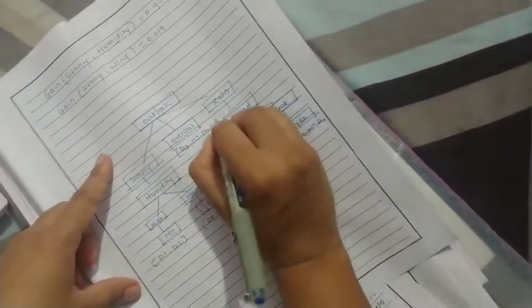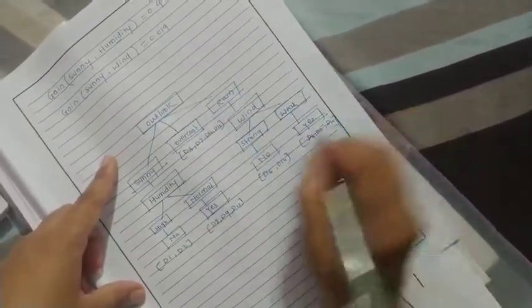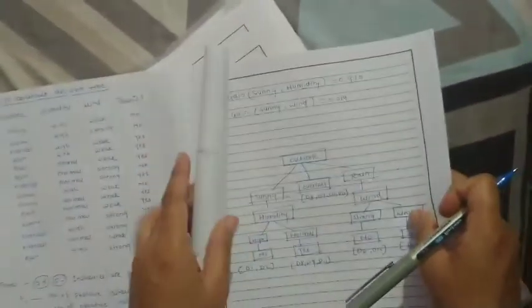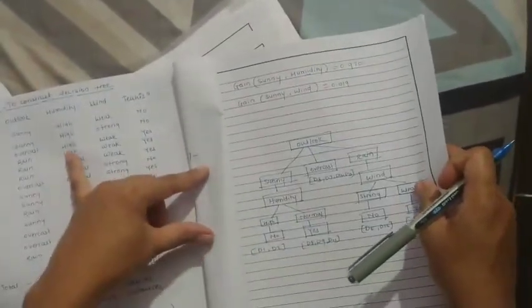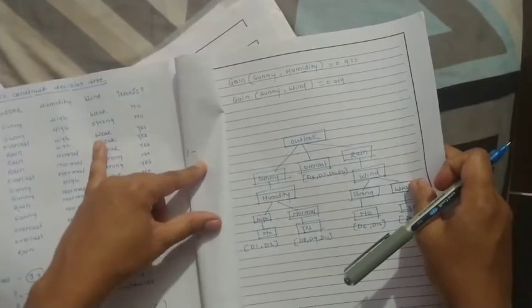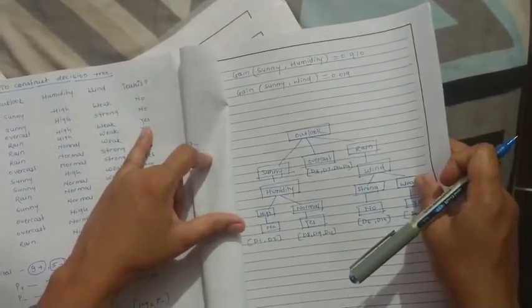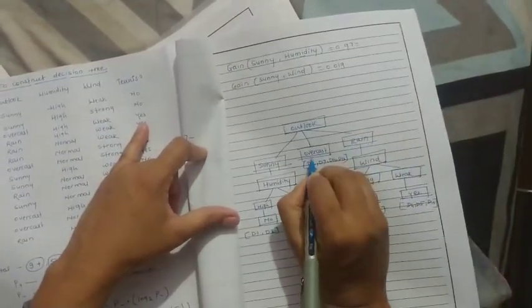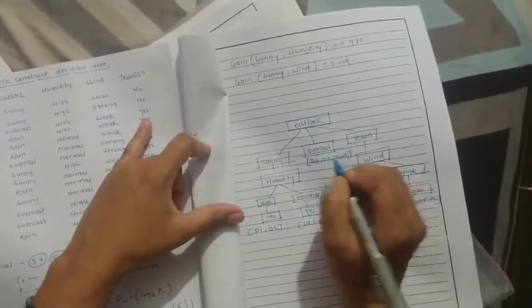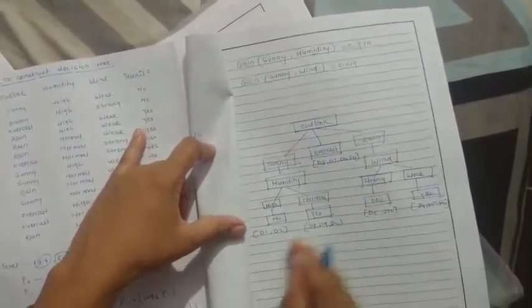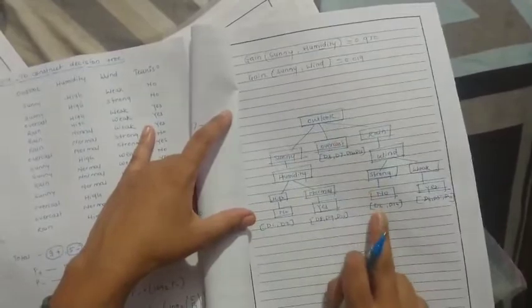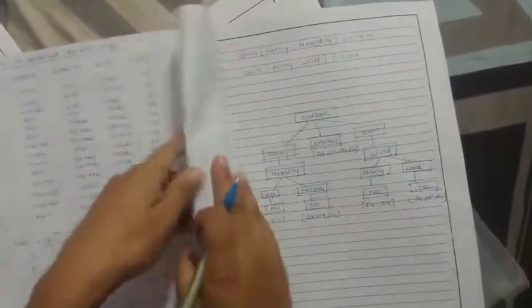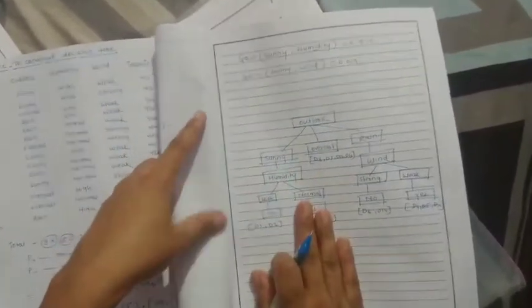Now you can check, for outlook overcast, consider D3. For outlook overcast, the humidity is high and wind is weak, so the value for tennis is yes, but as the entropy of overcast is 0.0, it will stop here only. Likewise you can check any data instance. So for this problem, this is the decision tree.